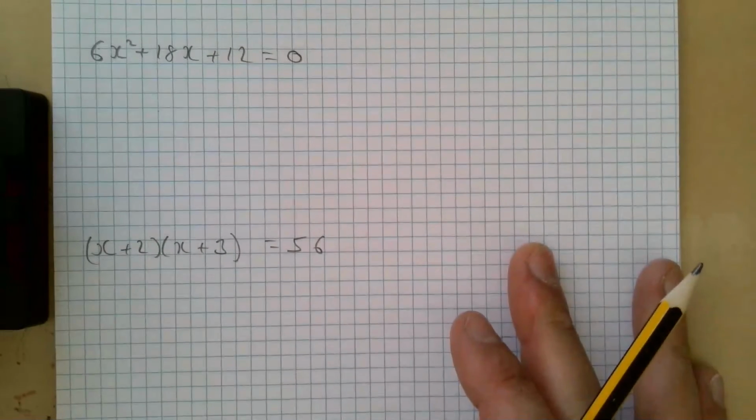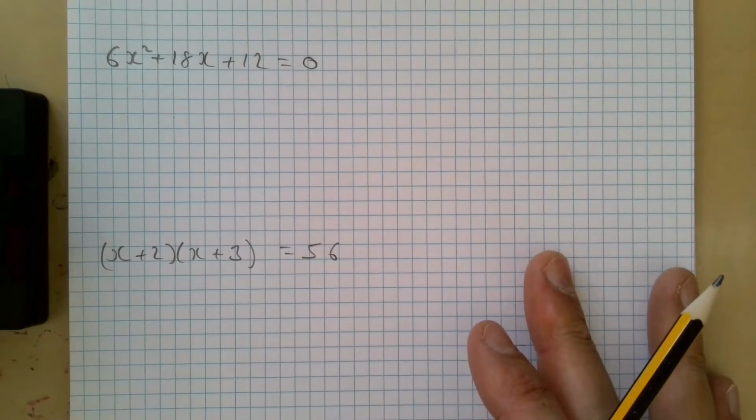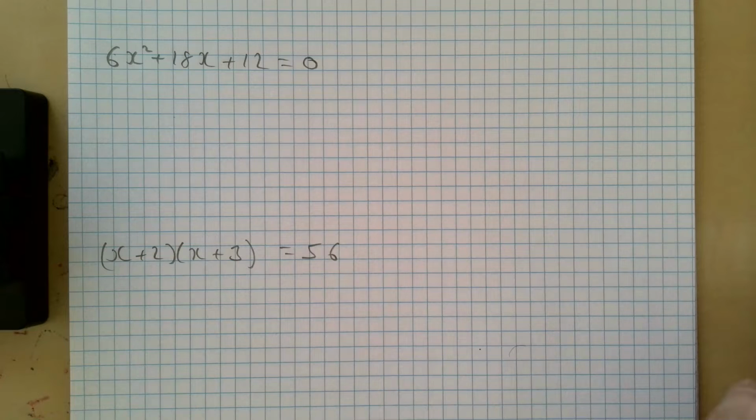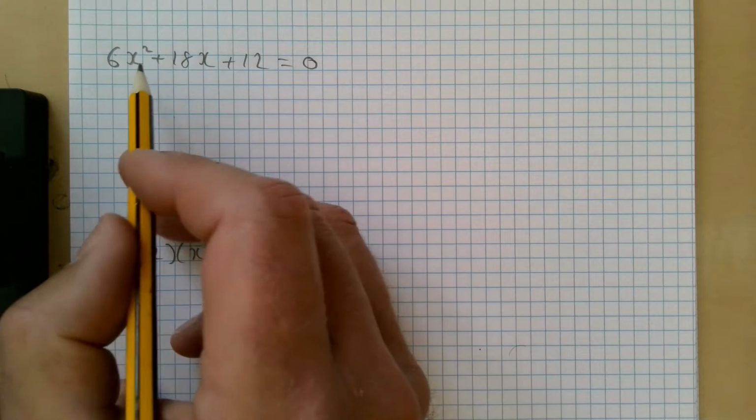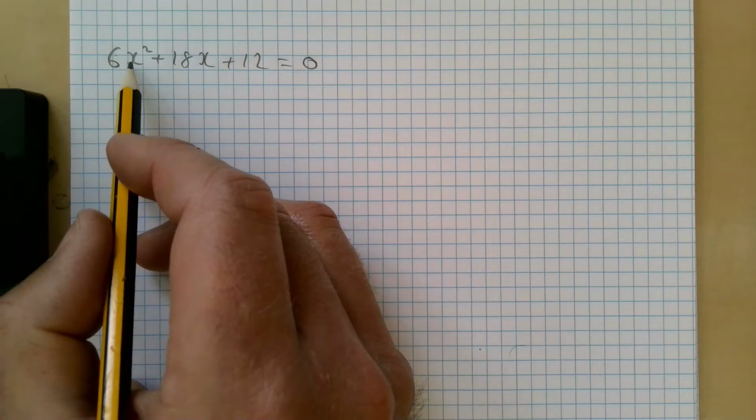On to the third example. 6x squared plus 18x plus 12 equals 0. So these are going to help us answer the questions from questions 21 to 28, or of this format here. So we've never seen one like this before. Anytime we've dealt with them, it's been a 1x squared.